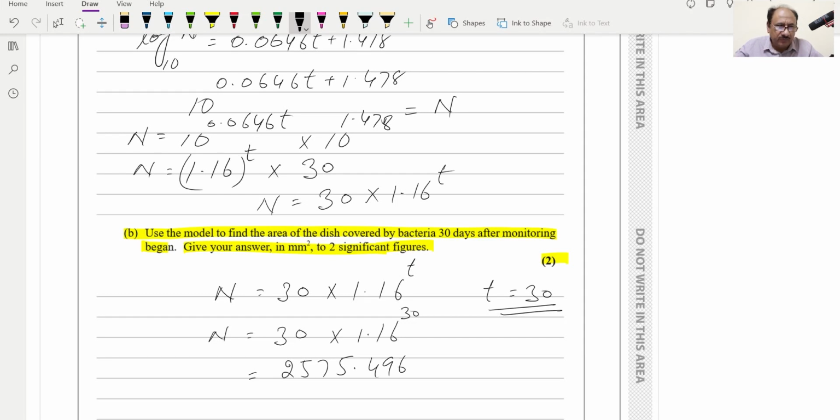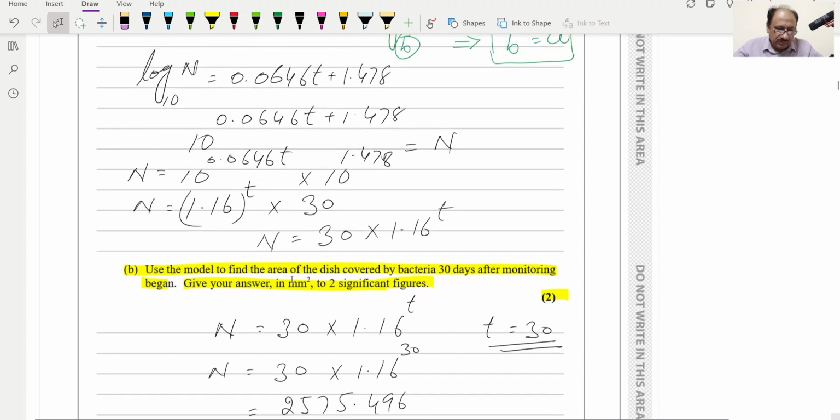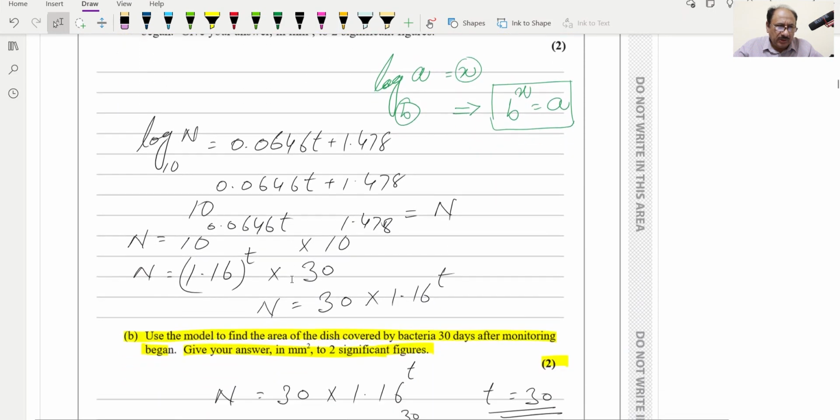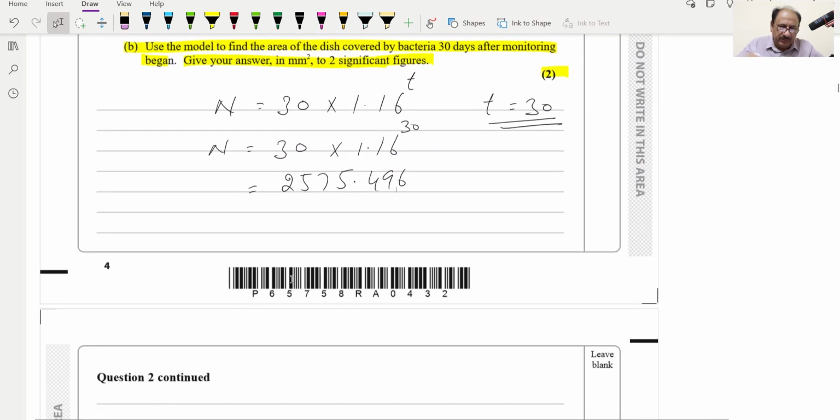2575.496. So we have to provide the answer of n, basically the value of a. Okay, so n will be what? n is approximately equal to 2600. We can write over here. So this will be our final answer for this question.